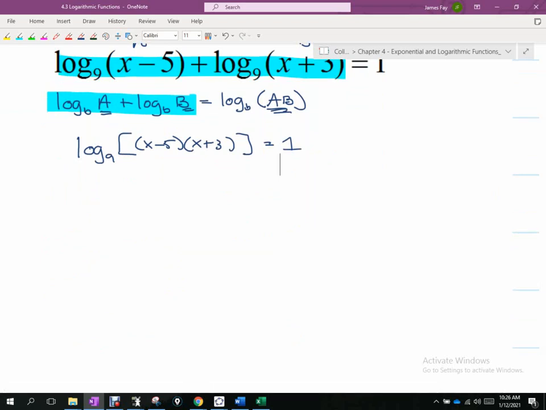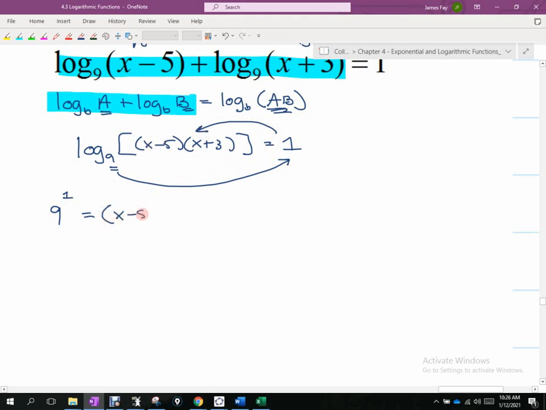So using that property, how many times do you see log written in your equation? Just once. Now we can use the definition of a logarithm. I'm going to take 9, my base, and raise it to the first power, my exponent, and that should give me this argument of x minus 5 times x plus 3. Is that okay with everybody? What type of equation is that? It is quadratic. Good. It's not expanded, but that is a quadratic equation.